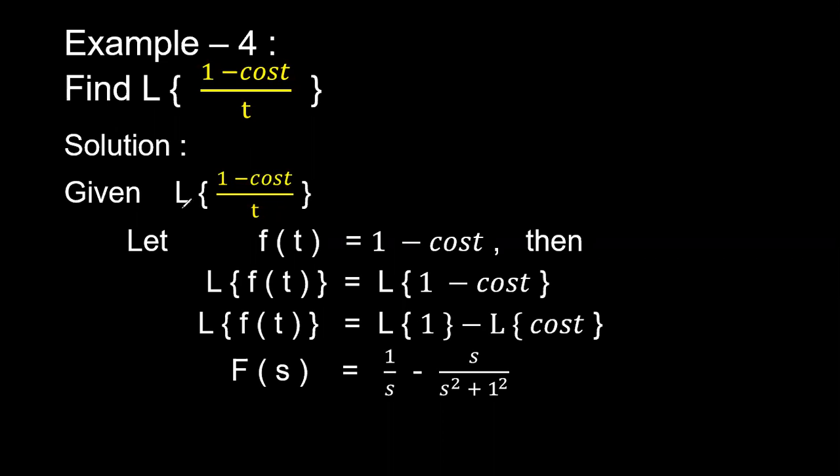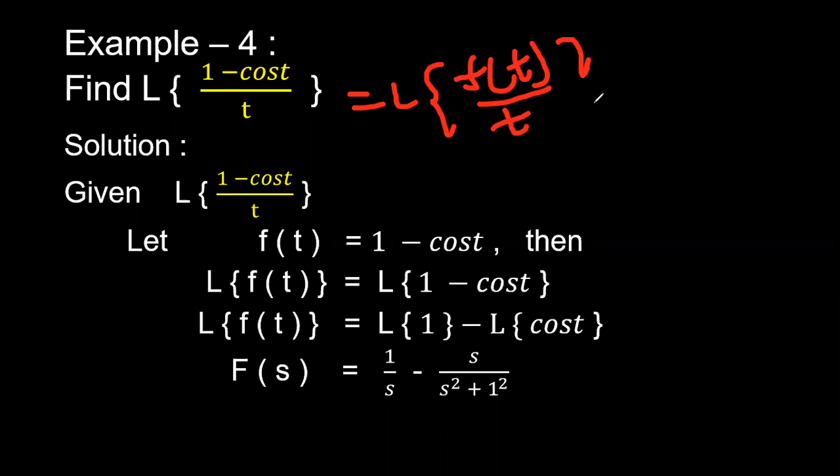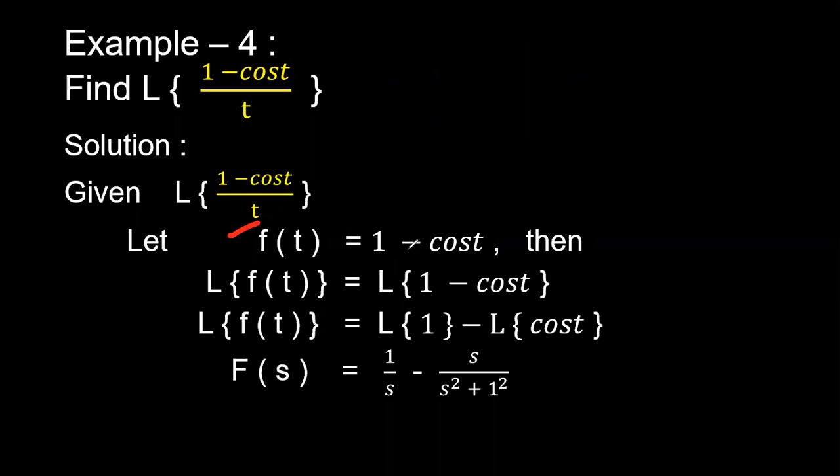Again, this has to be compared with the Laplace transform of f of t by t. What is f of t? Comparing these two, f of t is equal to 1 minus cos t. Applying Laplace transform on both sides, we get f of s; Laplace transform of f of t is equal to f of s.